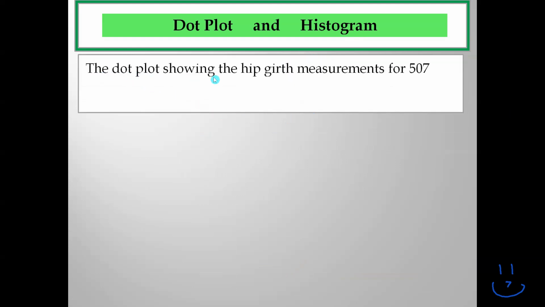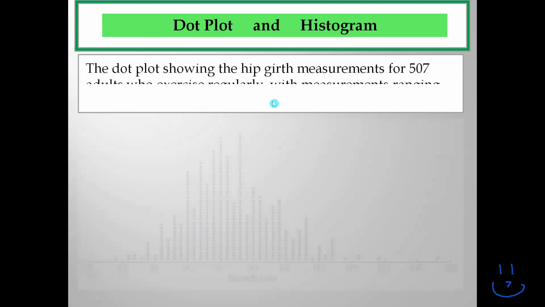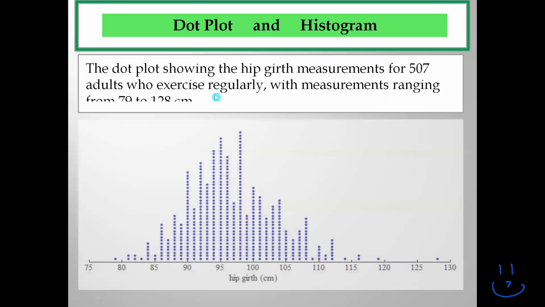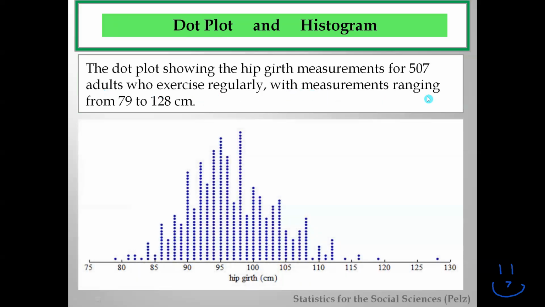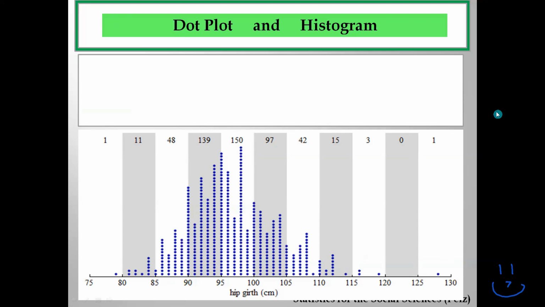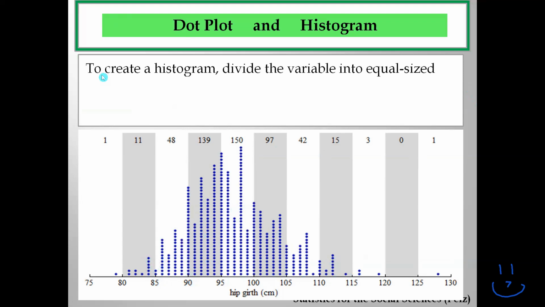The dot plot shows the hip girth measurements for 507 adults who exercise regularly, with the measurements ranging from 79 to 128 centimeters. Next, we're going to break up the data into groupings of equal size. To create a histogram, divide the variables into equal size bins. In this graph, each bin has a width of 5 centimeters.